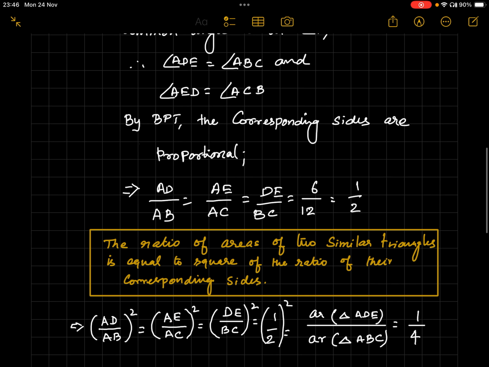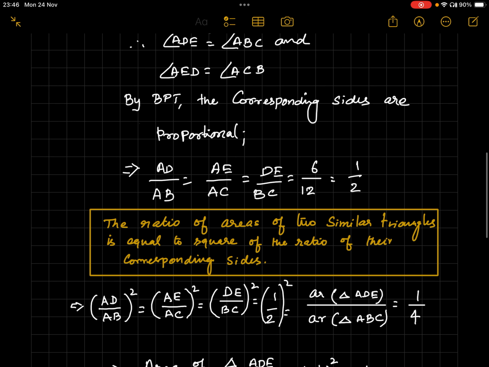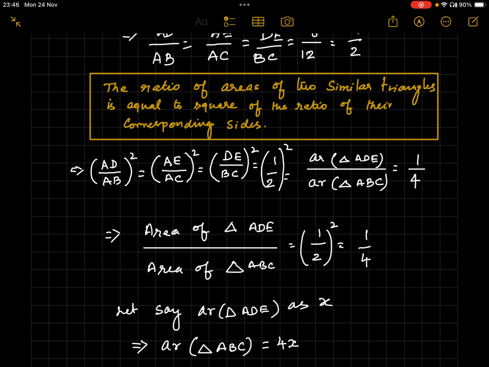And let's see another property of similar triangles, which says the ratio of areas of two similar triangles is equal to the square of the ratio of their corresponding sides. So what does it mean? AD square by AB square, that is AD by AB whole square, is equal to AE by AC whole square, which is equal to DE by BC whole square, which is equal to 1 by 2 whole square, which is equal to 1 by 4. This implies the area of triangle ADE and the area of triangle ABC are in the ratio of 1 by 4. So now let's find out the area of the trapezium.